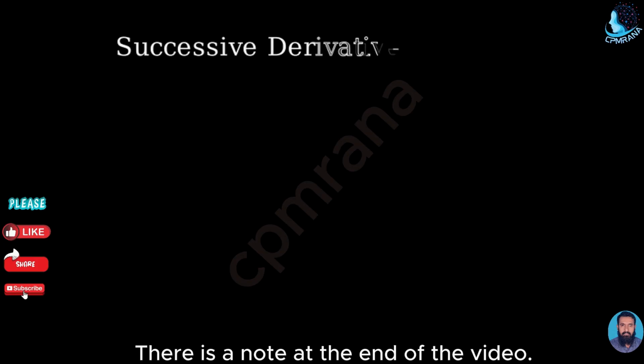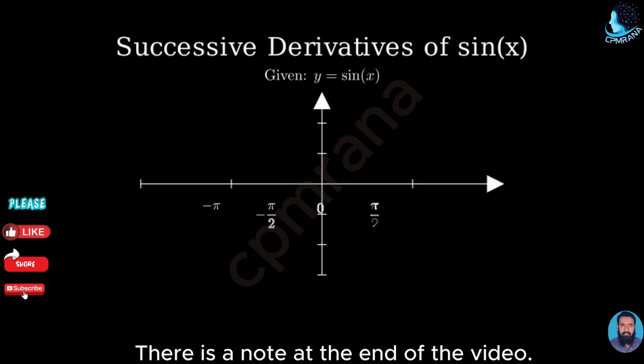Let's explore an interesting property of the sine function and its derivatives. We'll start with y equals sine of x and take successive derivatives to discover a fascinating pattern. To better understand this, let's visualize sine of x and its derivatives on a coordinate system. Here we have our x and y-axis, where we'll plot these functions from negative pi to pi.